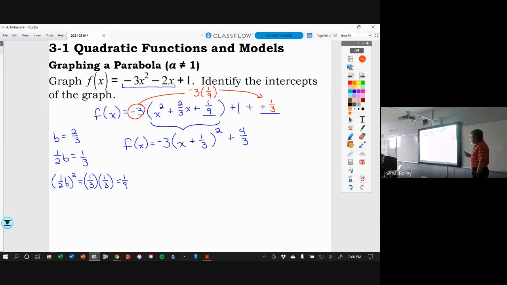Okay, where's the vertex? It's negative 1/3, and then 4/3. The vertex is located at negative 1/3, 4/3. I'm not going to spend time graphing this. We'll look at it on the calculator. It does say though to find the intercepts. And so let's start with the y-intercept.